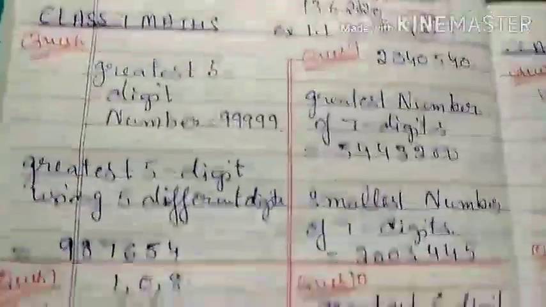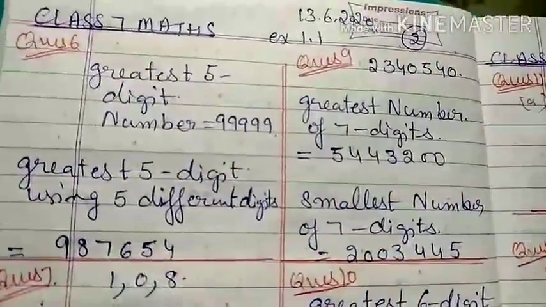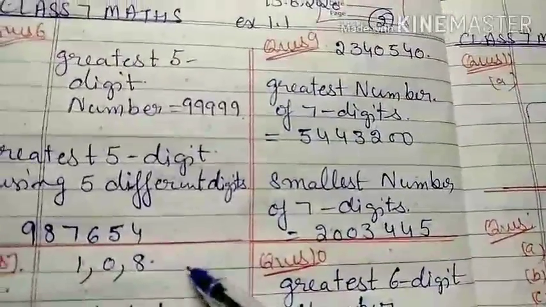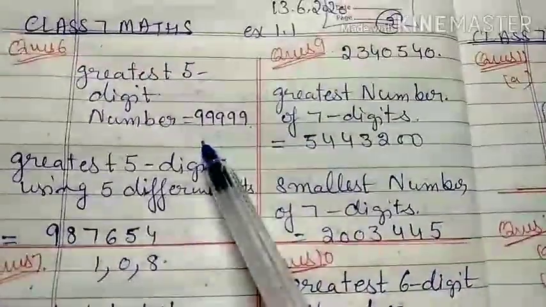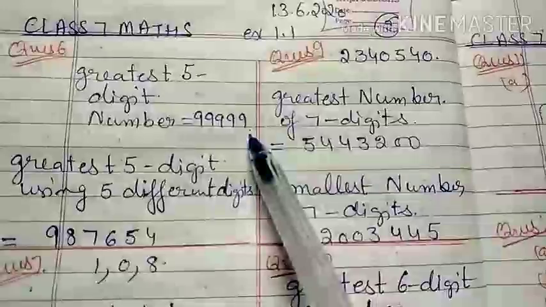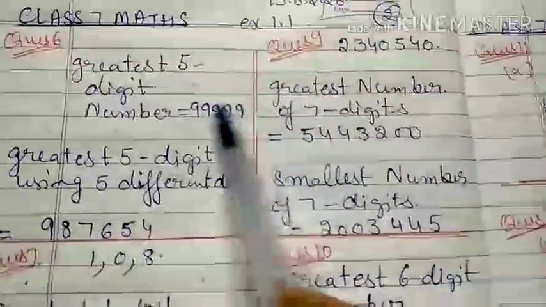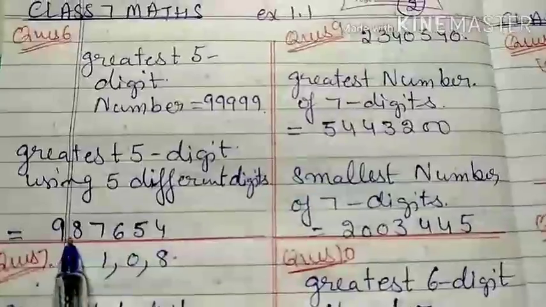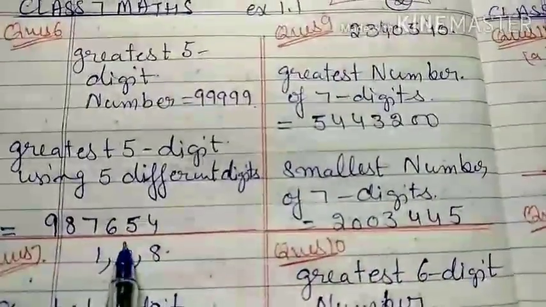Same as your 6th question, you have to find the greatest 5-digit number, but all digits should be different. If my greatest number is 99,999, but there is a condition that all digits should be different, so I arrange in descending order like 9, 8, 7, 6, 5, 4.